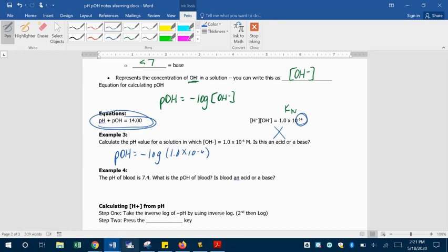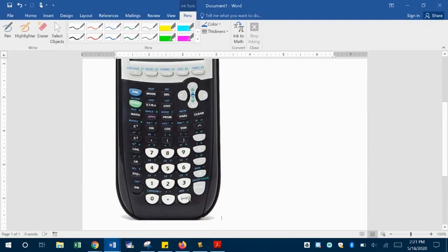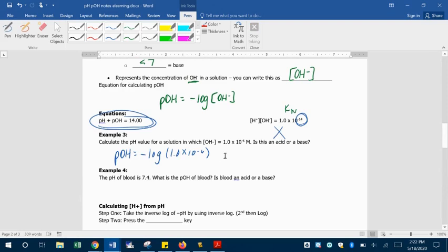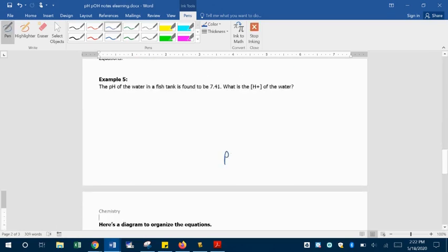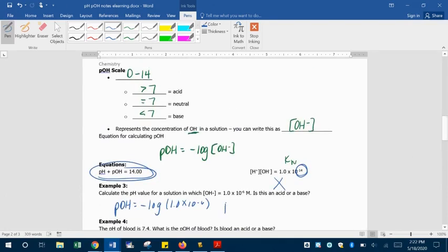So let's practice plugging that into the calculator again. So in our calculator, we would do negative log 1.0 times 10 caret negative 6. And when I do that, I'm going to get that my pOH equals 6.